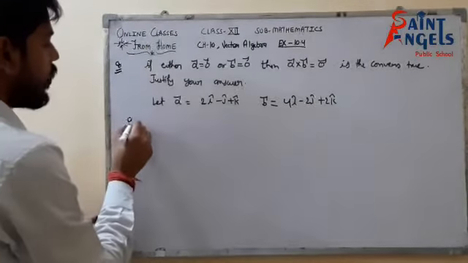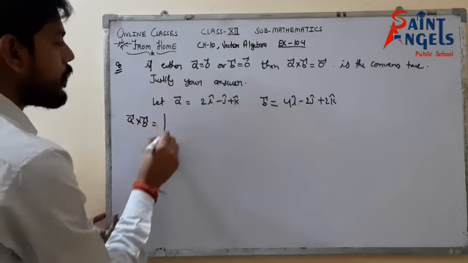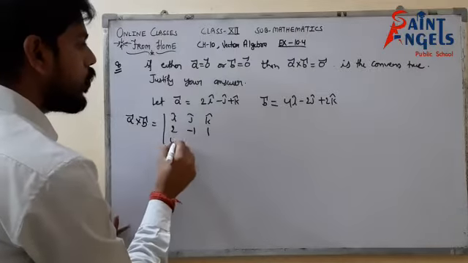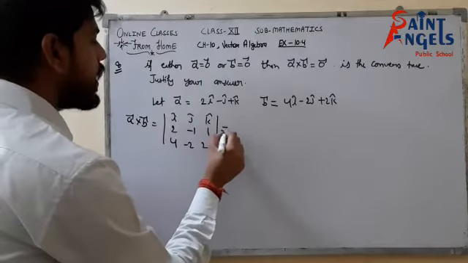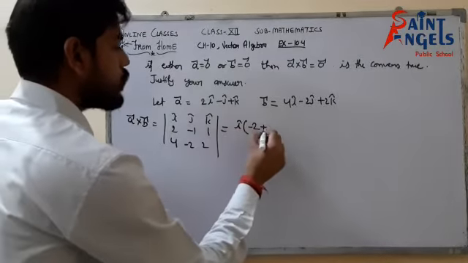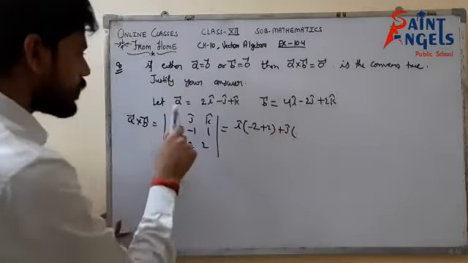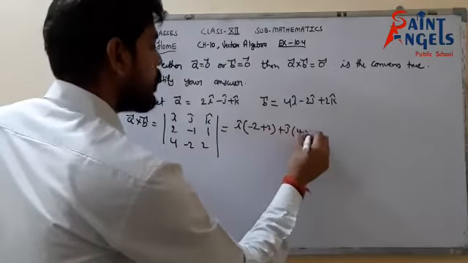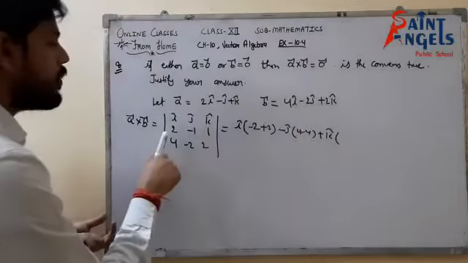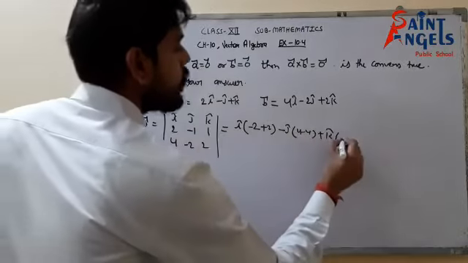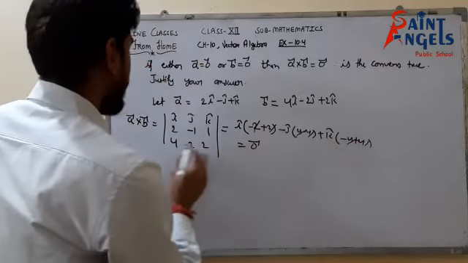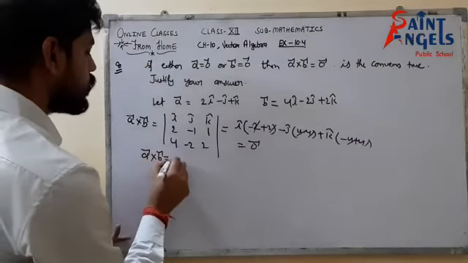So first of all I am finding vector A cross vector B. So i cap, j cap, k cap; 2, minus 1, 1; 4, minus 2, 2. So that would be equal to i cap times minus 1 into 2 minus 2 minus minus, plus 2, plus j cap times 4 minus 4, plus k cap times minus 4 plus 4. So as you can see, all would be 0, so it equals the zero vector. It means that vector A cross vector B equals 0.